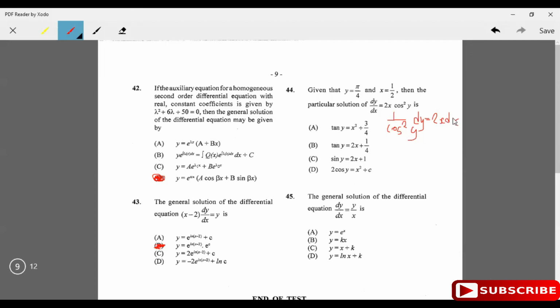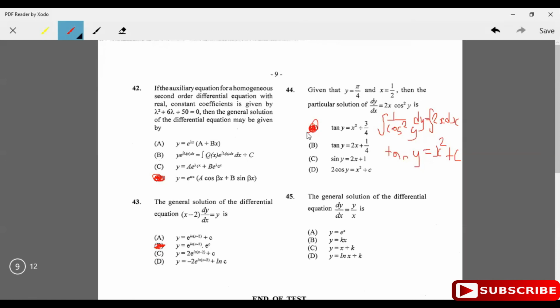And then what's the integral of 1 over cos square? We're integrating sec square, so we get tan y. Sir, tan y precisely, thank you. Then integrating 2x with respect to x, we get x squared plus c. So we get tan y is equal to x squared plus c. We don't even need to go any further because only one of the options has tan y equal to x squared. That's A.